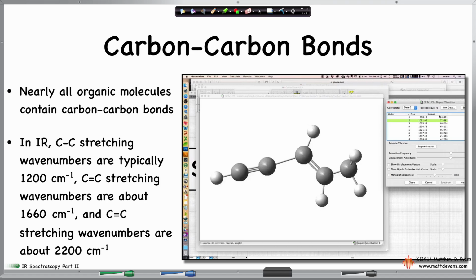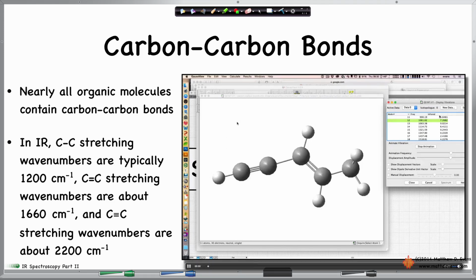On the other hand, not all compounds have a CC double bond, so those are very important. You can look for that stretching frequency at about 1660 inverse centimeters, and the triple bond stretching wave number is about 2200. Very distinctive, a CC triple bond.